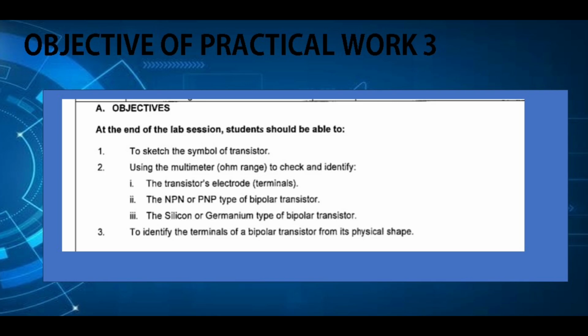First of all, the objective of this practical work is to sketch the symbol of the transistor. The second objective is to use the multimeter on the ohm range to check and identify the transistor electrodes, which are the terminals. Second is the NPN or PNP type of bipolar transistor, and the third is the silicon or germanium type of bipolar transistor. The third objective is to identify the terminals of the bipolar transistor from its physical shape.